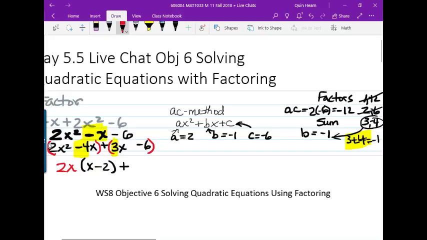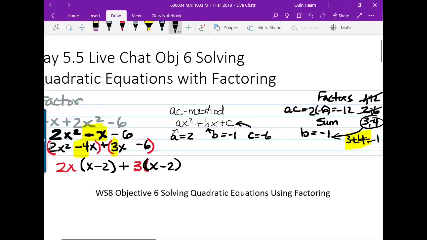What do 3x and negative 6 have in common? What divides evenly into those? And the answer there is a 3. Okay, and so what's left behind? So 3 times what is 3x? Well, that would just be x. 3 times what is negative 6? That would just be negative 2.